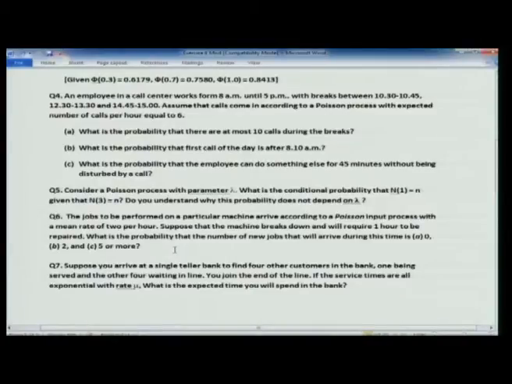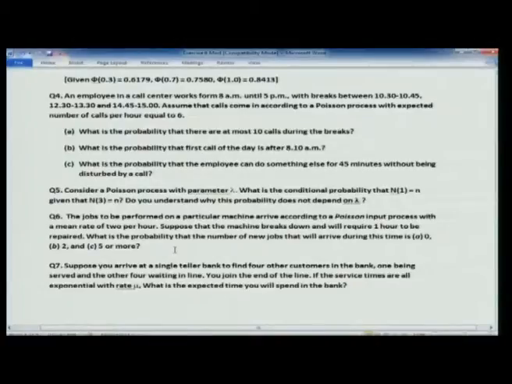If the service times are all exponential with rate mu, what is the expected time you will spend in the bank? So, you see this is 6 service times, because 5 are already there, and because of the memoryless property, how much of the service time of the person being served is already over is immaterial. So, 6 services have to be completed, and therefore, the completion time for the 6th person is a gamma distribution.